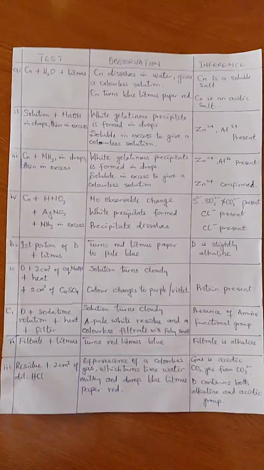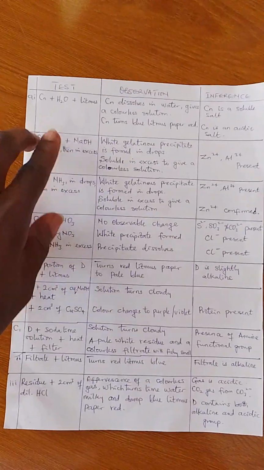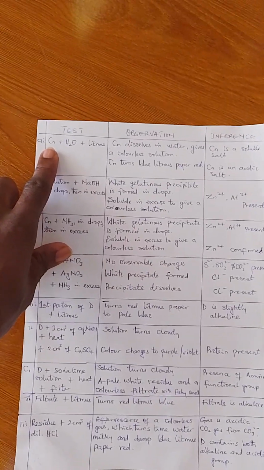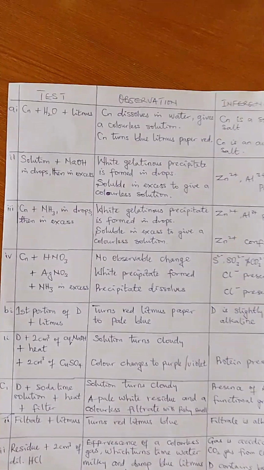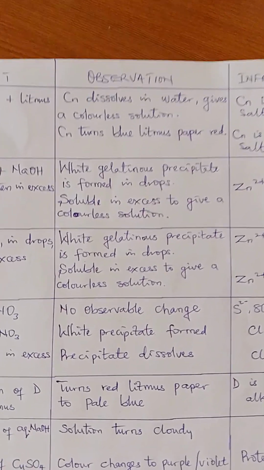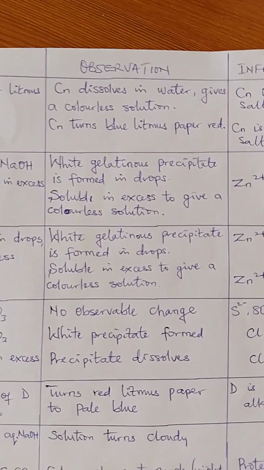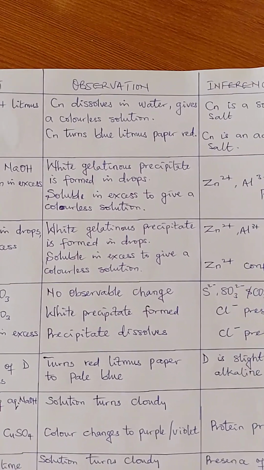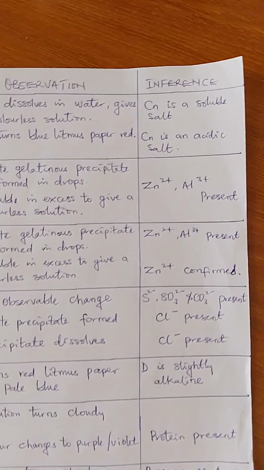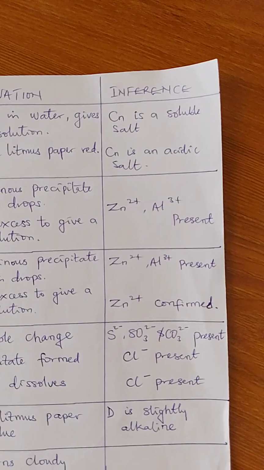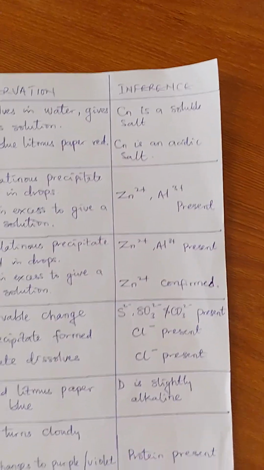So from what we have here, if you look at the first one, this Cn represents possibly the zinc chloride. You may be asked to mix it with water and test with litmus paper. If you mix it with water, that salt will dissolve in water. It will give out a colorless solution. And when you test with litmus paper, it will turn blue litmus paper red. And we know that whatever turns blue litmus paper red is acidic. So because it's colorless, we say the Cn is a soluble salt, and it is an acidic salt.